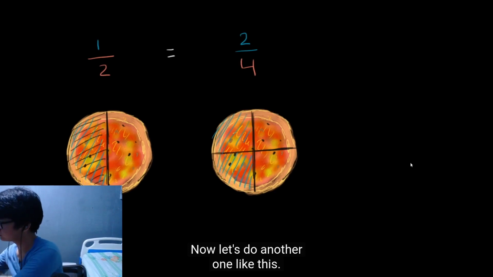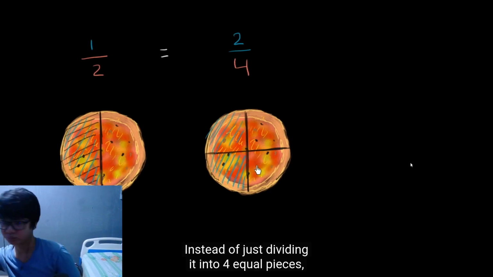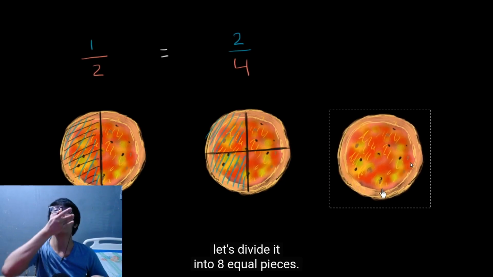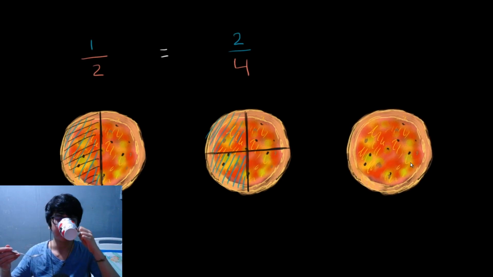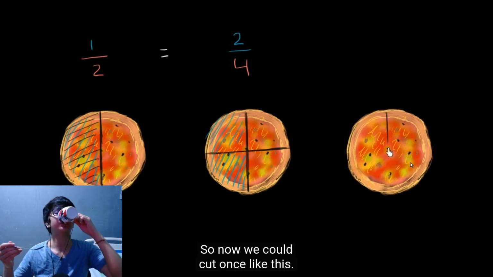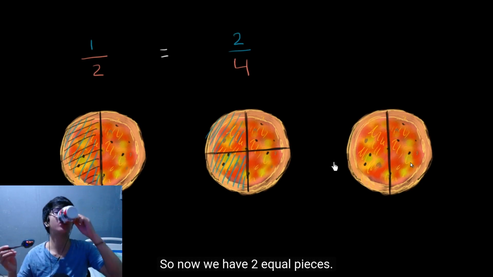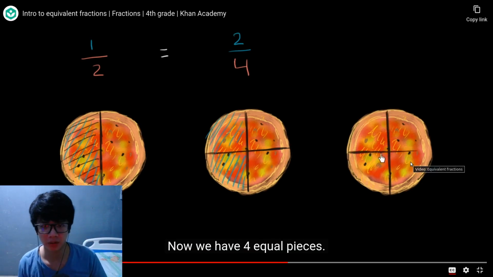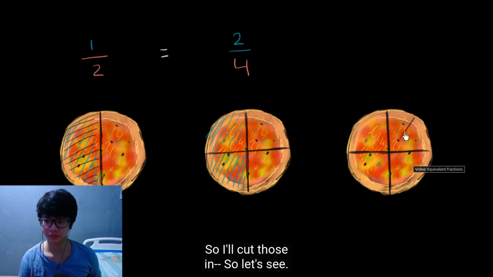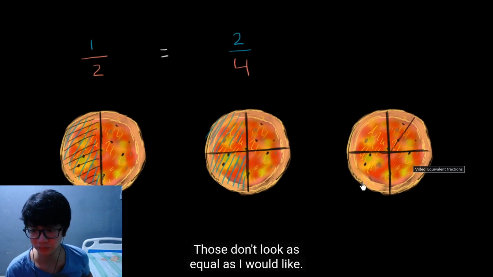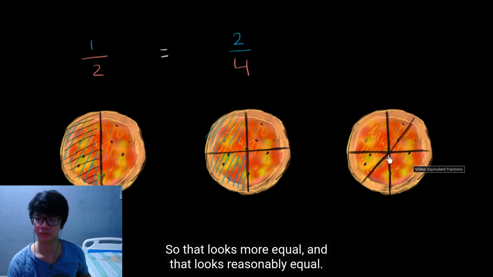Now let's do another one like this. Instead of just dividing it into 4 equal pieces, let's divide it into 8 equal pieces. So now we could cut once like this. So now we have 2 equal pieces. Cut once like this. Now we have 4 equal pieces. And then divide each of those 4 pieces into 2 pieces. So let's see, I want to make them equal pieces. Those don't look as equal as I would like. So that looks more equal. And then that looks reasonably equal.